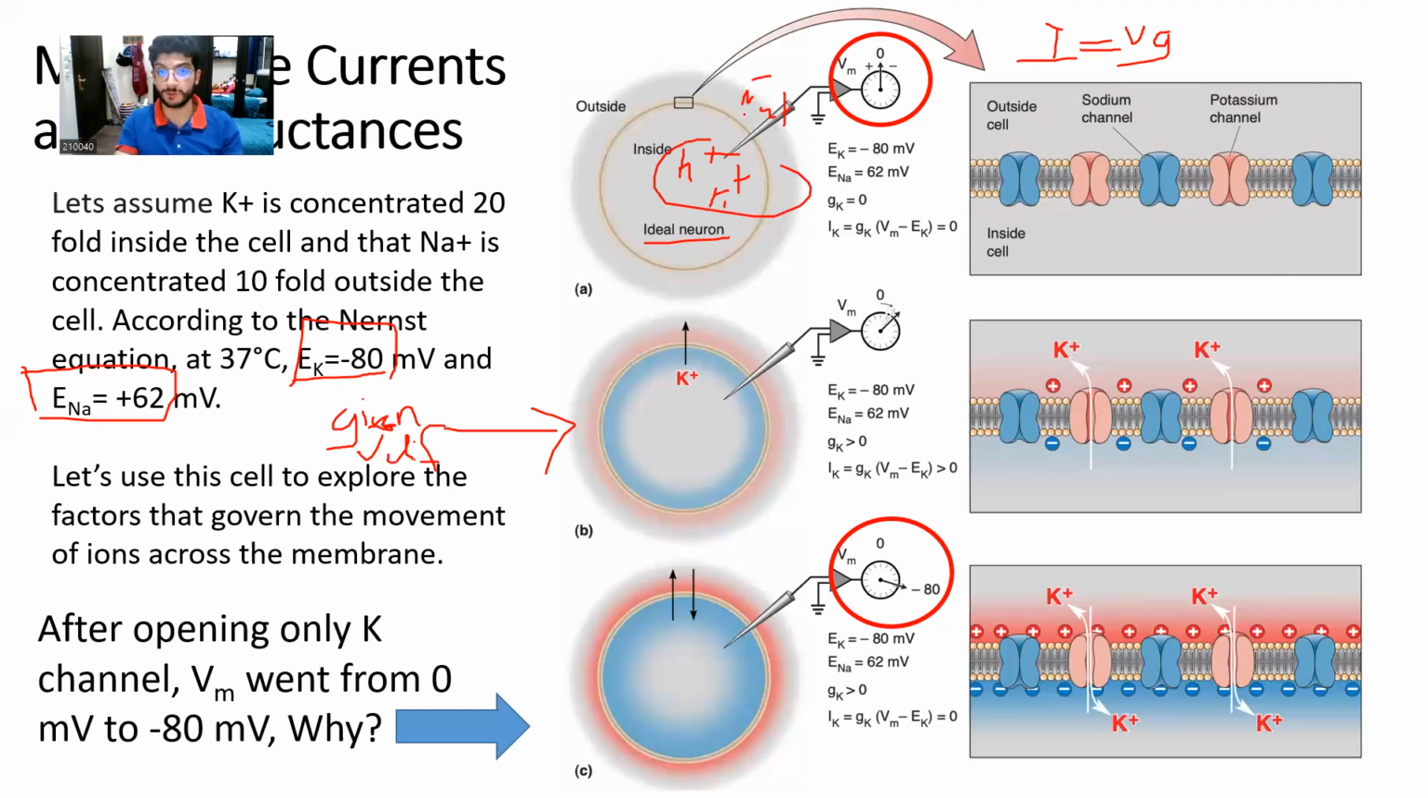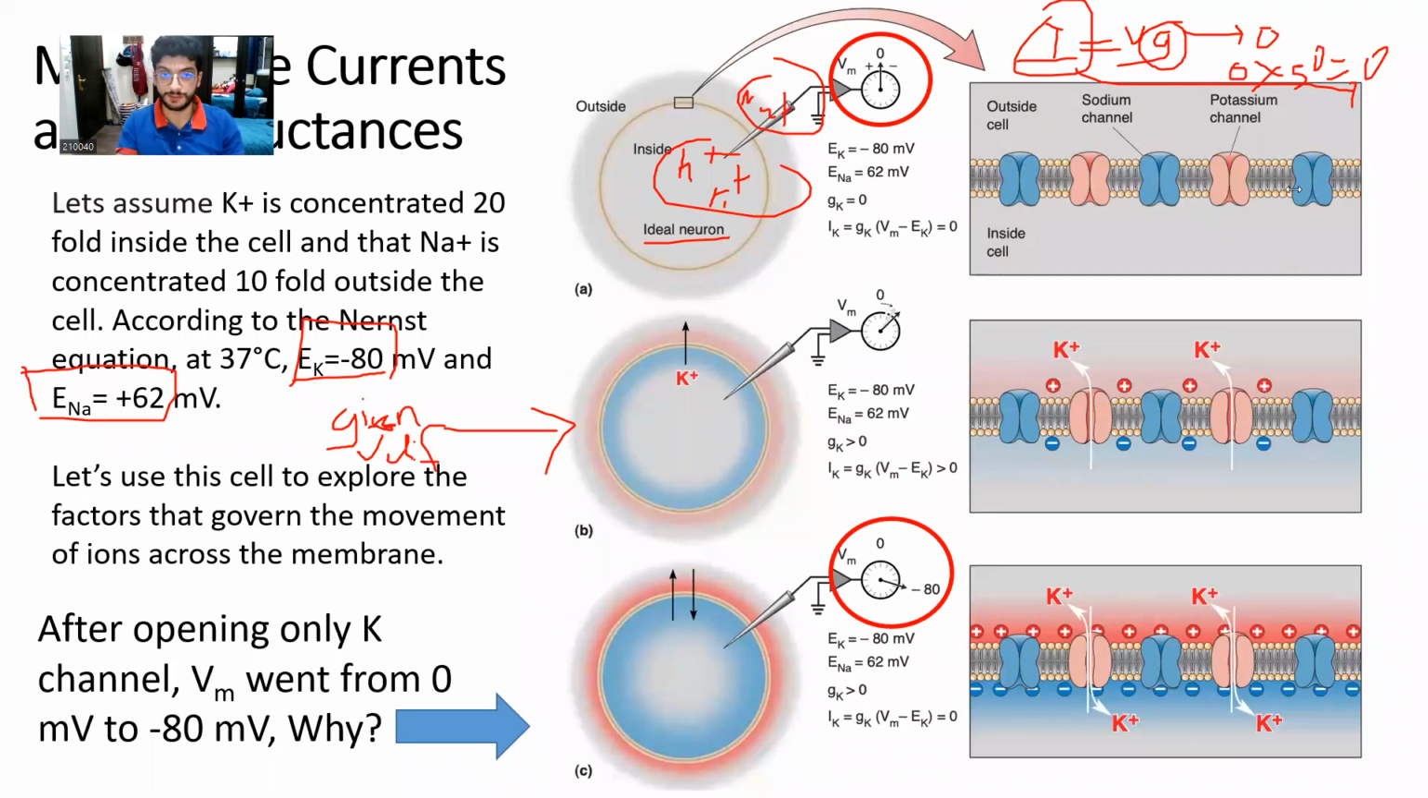Potassium's inside, sodium's outside, and there's no connection. So if there are no open channels, G is 0. G is 0, and 0 times whatever this number is, is 0. That means there's no movement. That's all it means. This is 0 times, say, 50, for example. It'll be 0. There's no movement. There's no current. This is all it means.